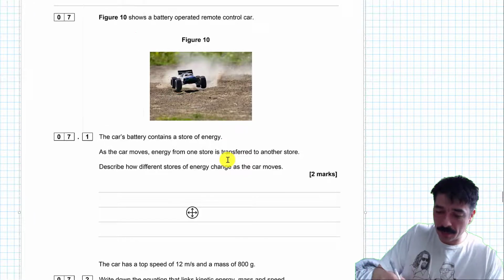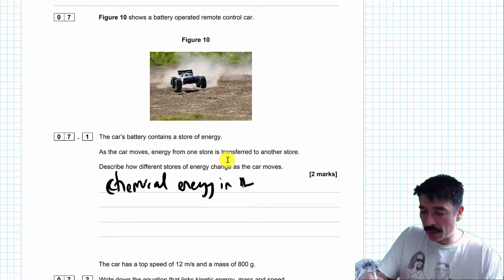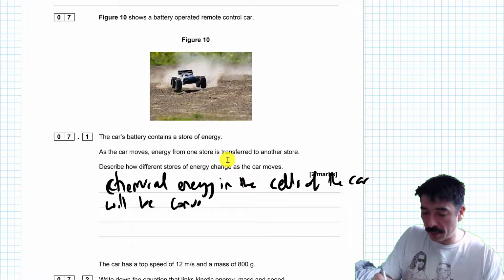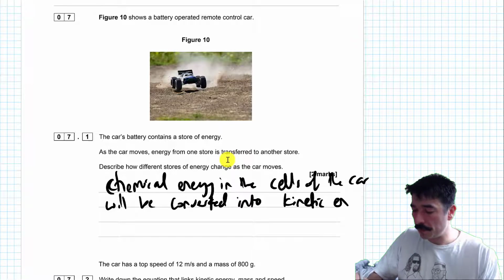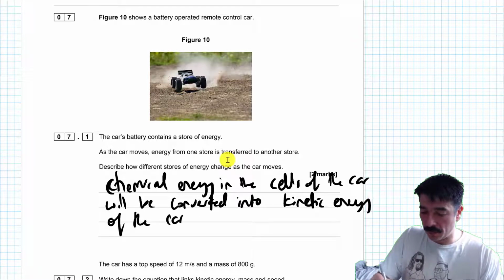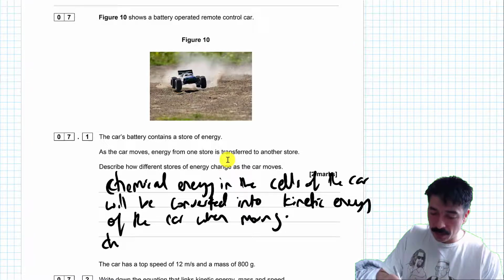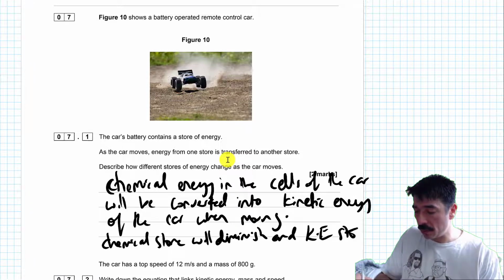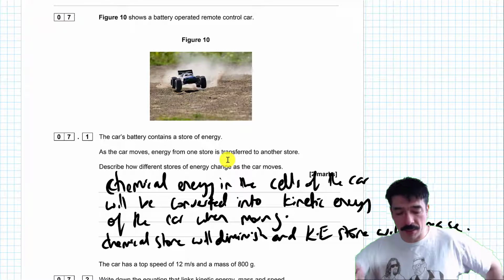I'm going to say chemical energy in the cells of the car will be converted into kinetic energy of the car when moving. So chemical energy store will diminish, and KE store will increase. Just to absolutely guarantee I get those 2 marks, I've made 3 points, should get the 2 marks.